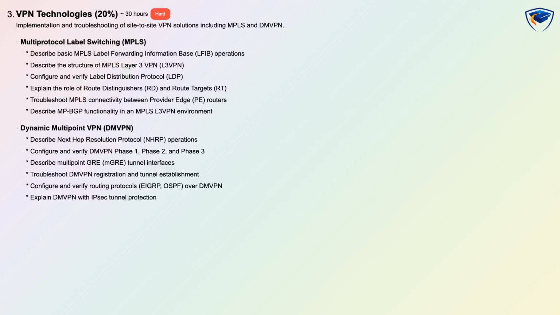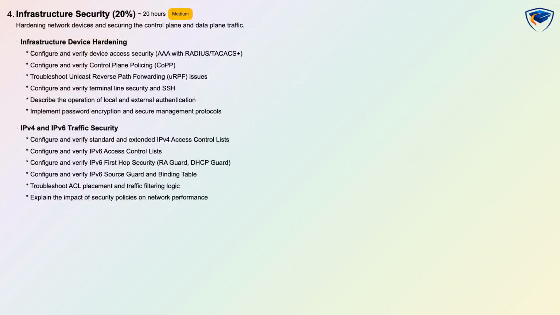For DMVPN you will learn NHRP operation, configure and verify Phase 1, Phase 2 and Phase 3 topologies, and use mGRE interfaces with IPsec protections. You will also practice running routing protocols such as EIGRP and OSPF over DMVPN and troubleshoot registration and tunnel establishment issues. Infrastructure Security is 20% and focuses on hardening network devices and securing both control plane and data plane traffic.